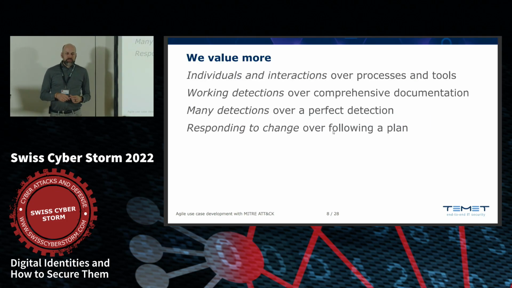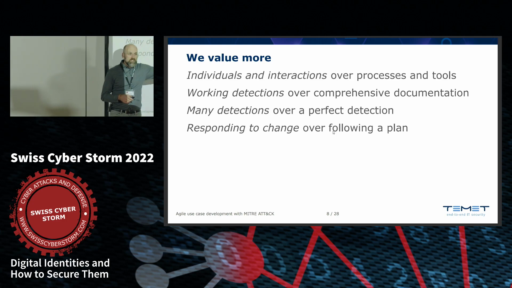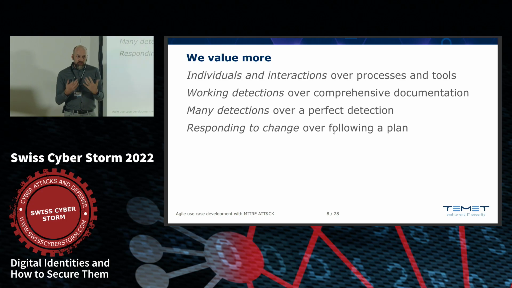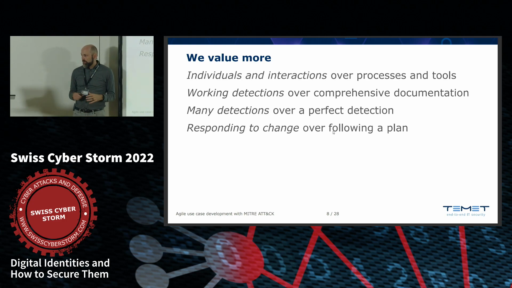So the value statements in the Agile Manifesto are always in the form of we value something more over the other. And it's very important to understand that this does not mean that we only do the left-hand side and we don't do the right-hand side. It just says if you have to prioritize in a certain situation, we focus on the left-hand side and not on the right-hand side. So they said, and that's something which I took literally, one-to-one from the Agile Manifesto, we value individuals and interactions more than processes and tools.